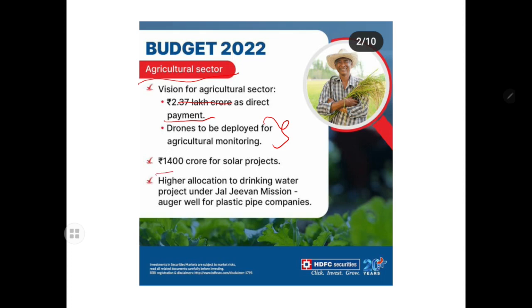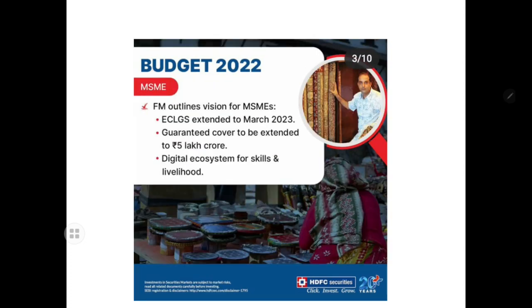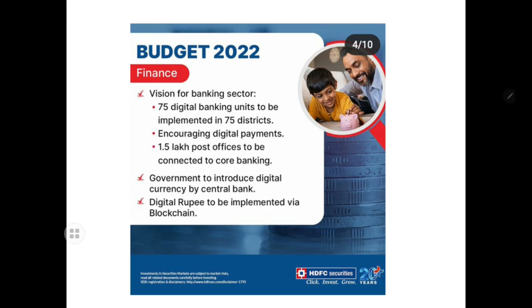So 1400 crore for solar projects and allocation for drinking water. Then for MSME, 5 lakh crore guarantee cover and digital ecosystem for skill and livelihood. Now for the banking sector, 75 digital payment units and also UPI, encouraging digital payments, 1.5 lakh post offices to be connected to core banking.